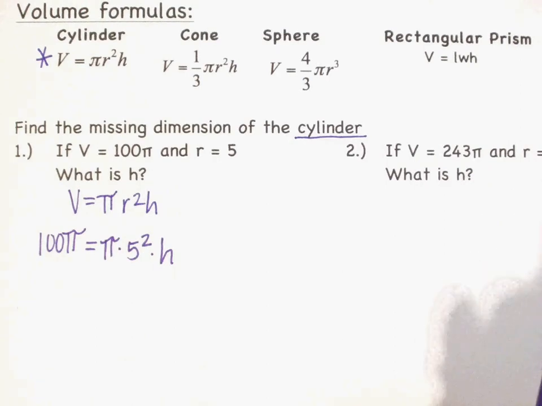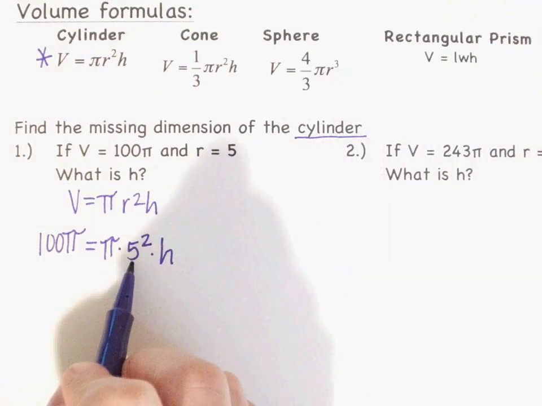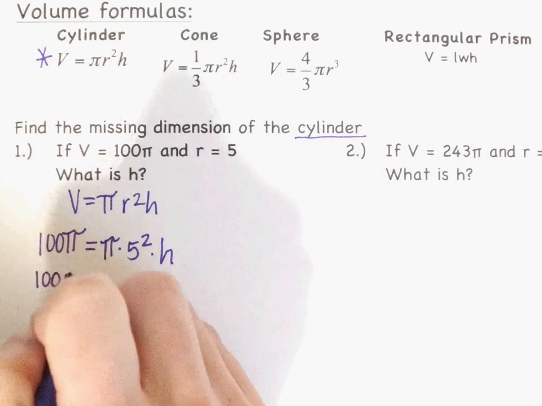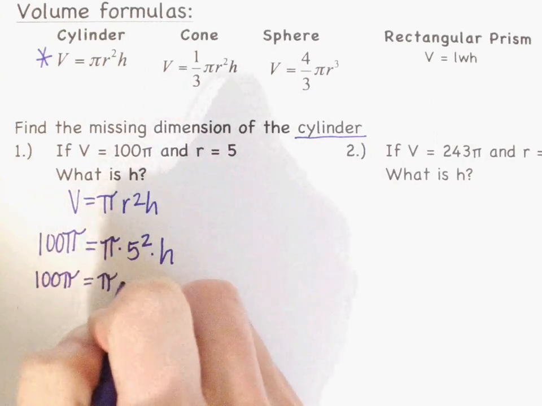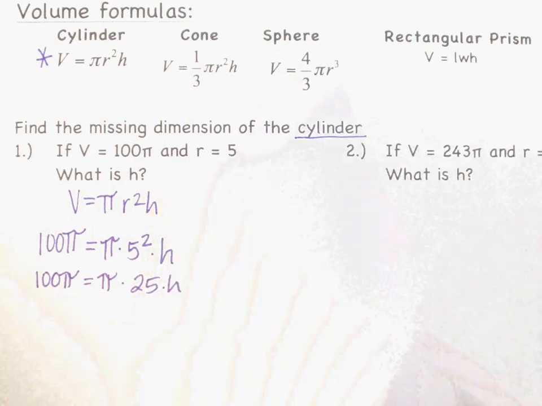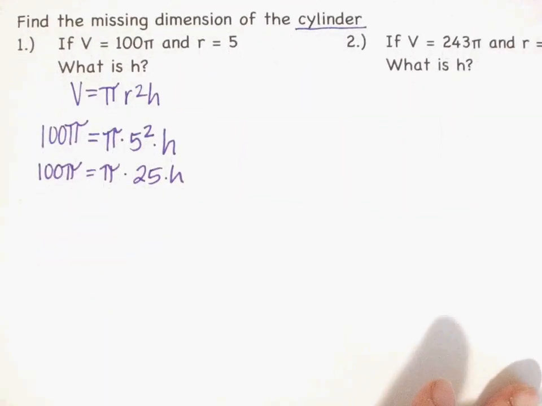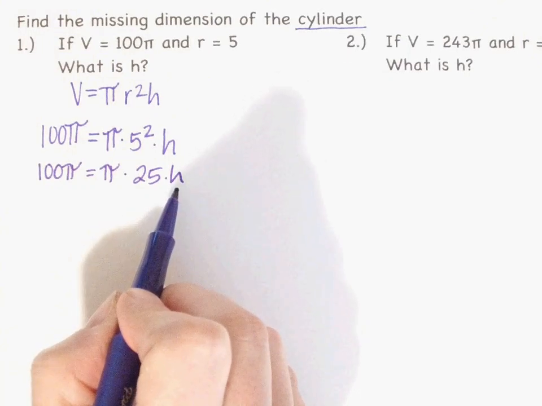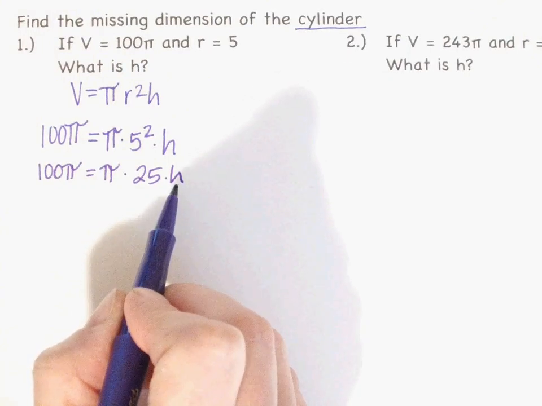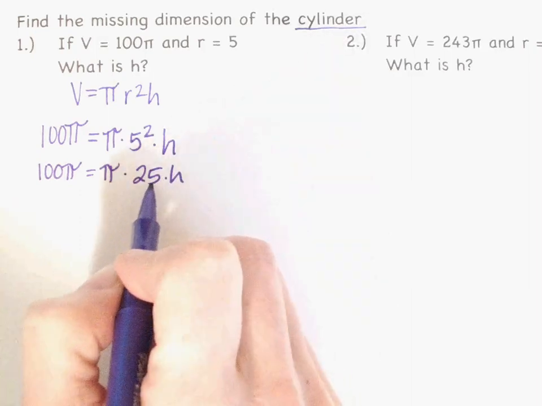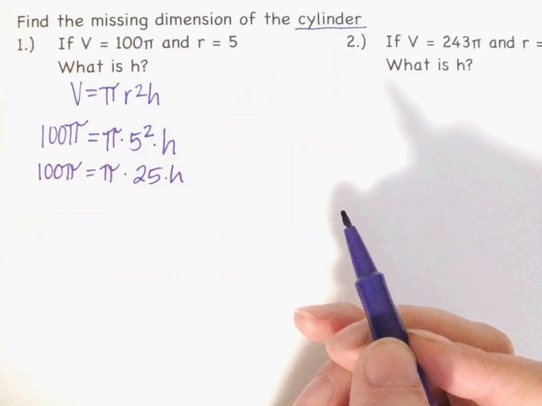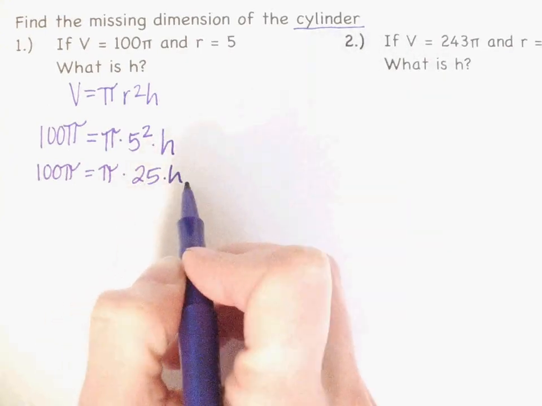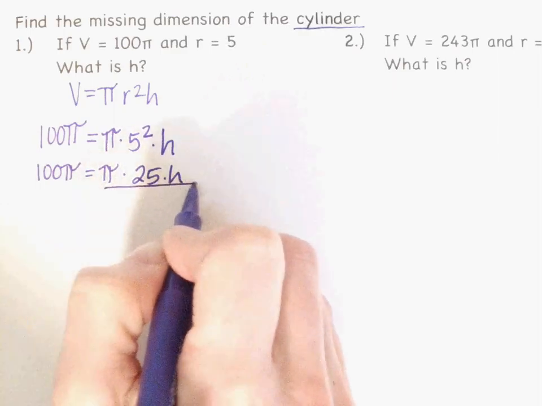My first step, just like the last time that we would do this, is to square 5. So I'm going to recopy everything else, and 5 squared is 25, so I have 25 times h. My goal is to isolate h, to get h by itself. To do that, I'm going to start by moving the 25 to the other side. If you remember solving for variables, we do inverse operations. So if I have 25 times h, my inverse, my opposite, is to divide.